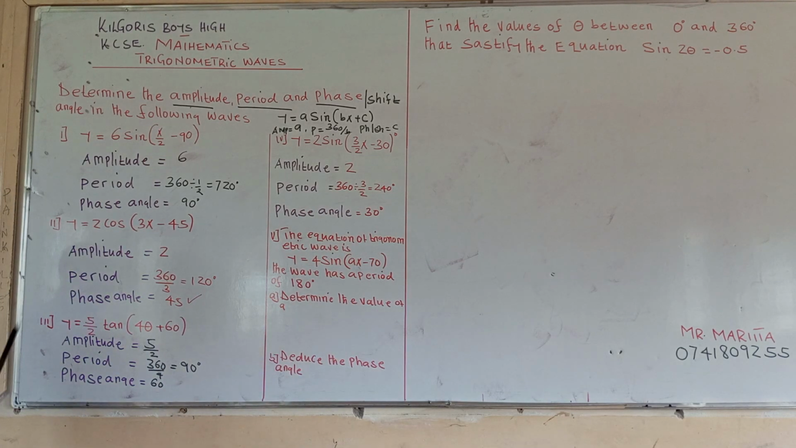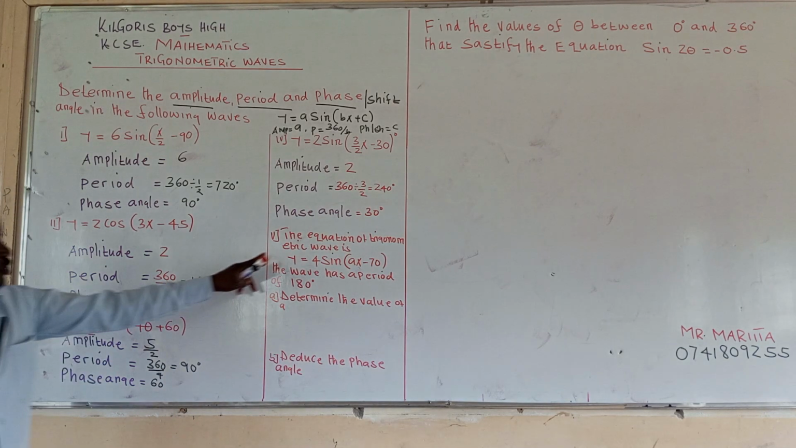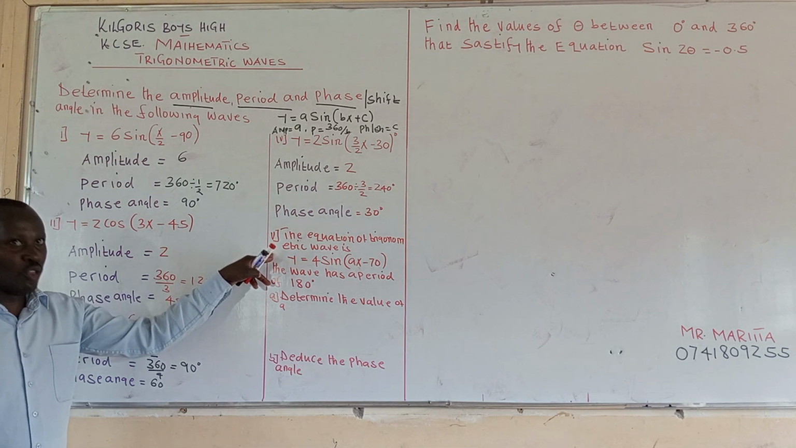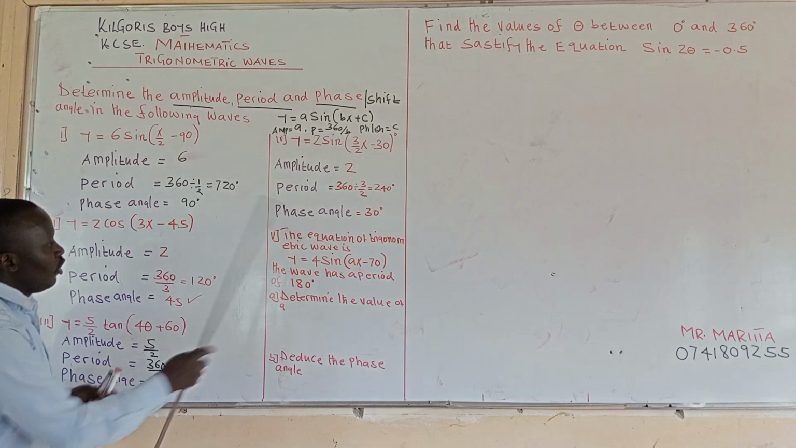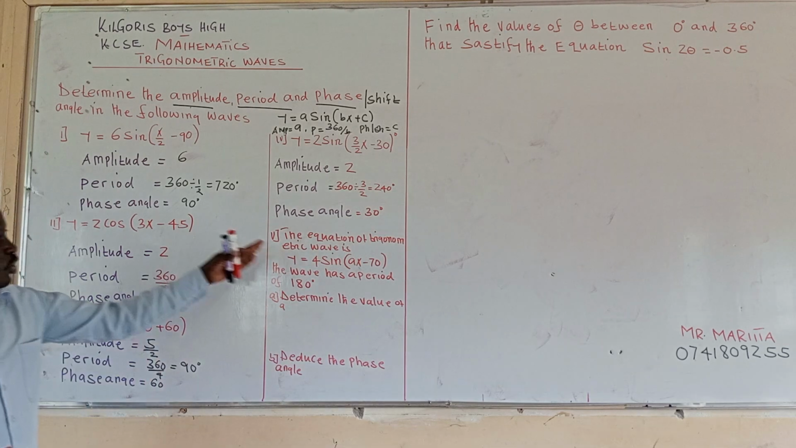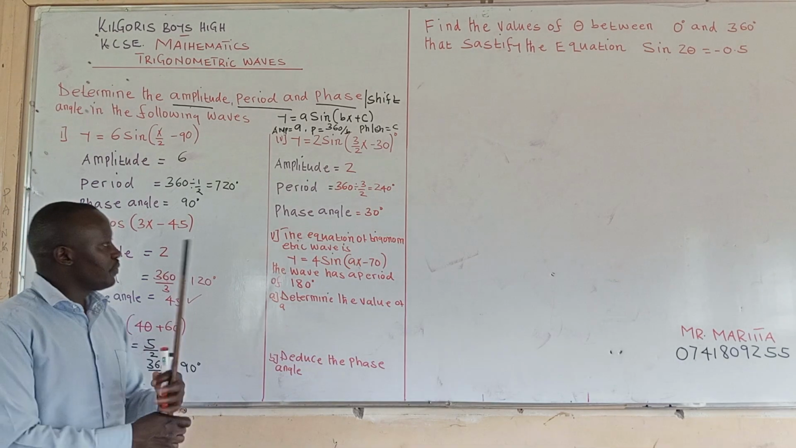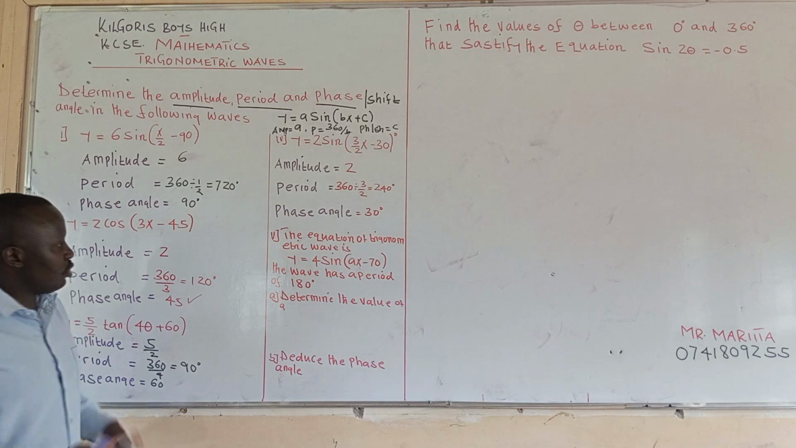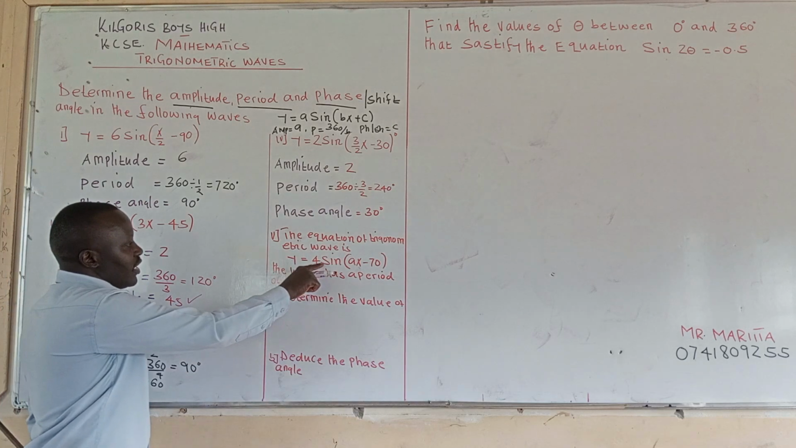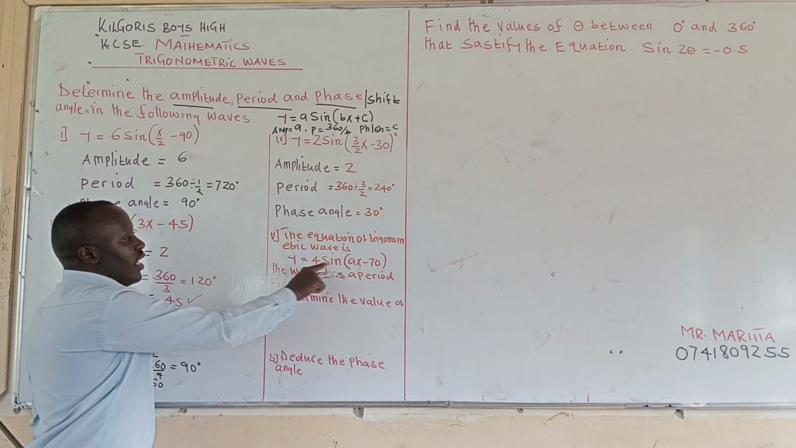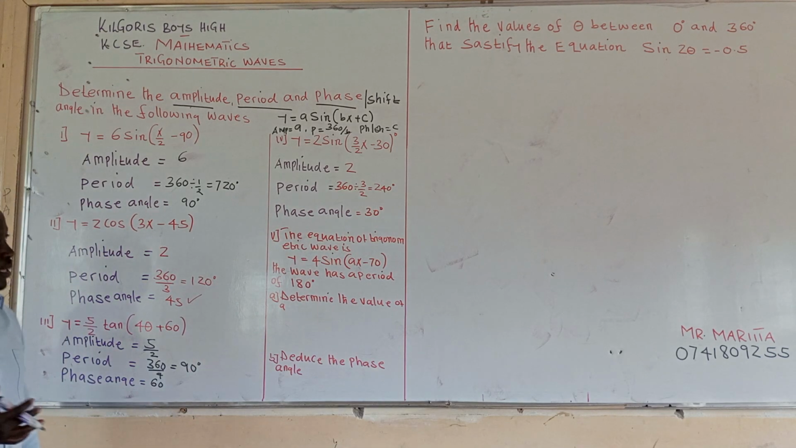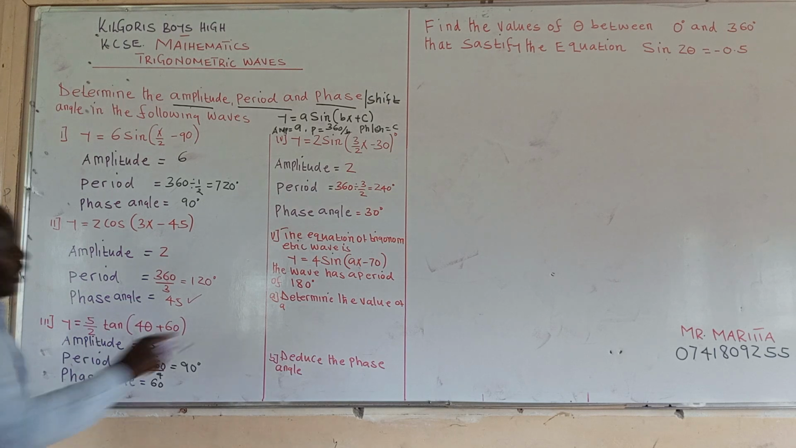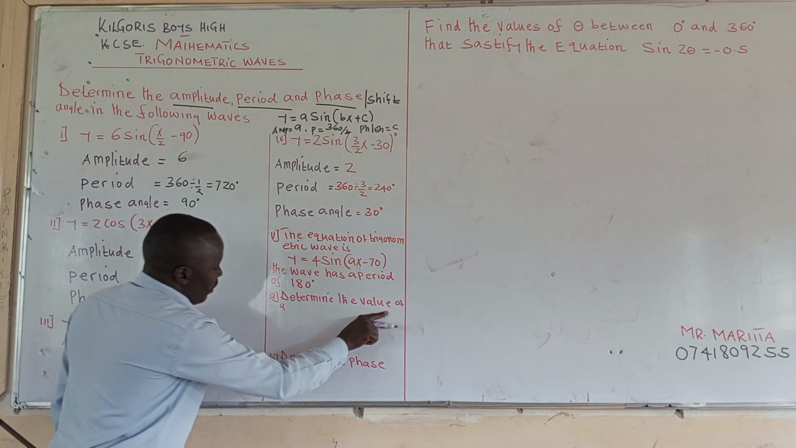Now we have a question here. This is from KCSE 2022 March. The equation of a trigonometric wave is y is equals to 4 sine ax minus 90. We are supposed to determine the value of a.